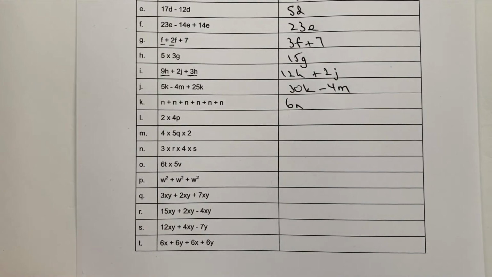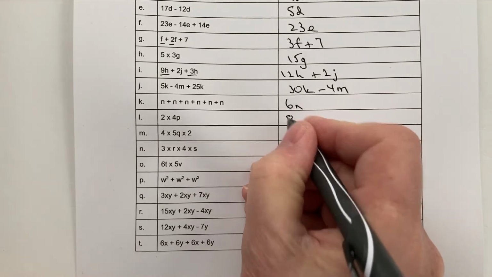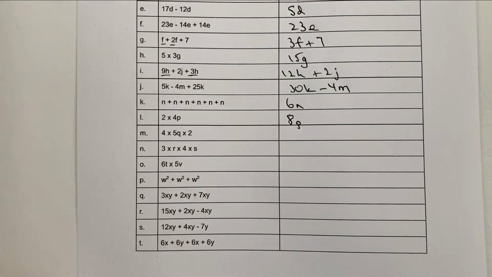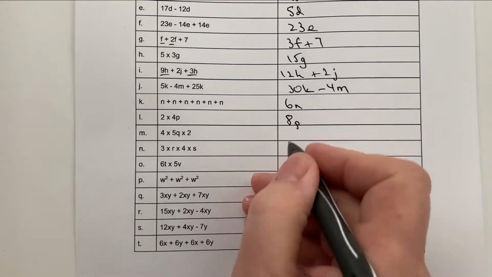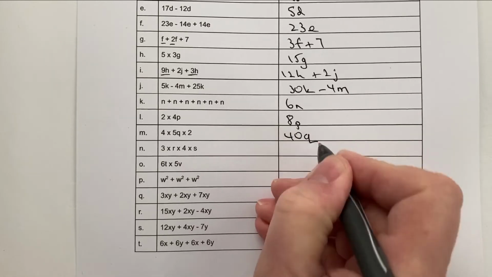Next one is 2 times 4p. Well, 2 times 4 is 8, so that's going to be 8p. Okay, now the next one, and again, we're multiplying everything together. So we've got 4 times 5 times 2q. So 4 times 2 is 8, and 8 times 5 is going to be 40. So that would be 40q.